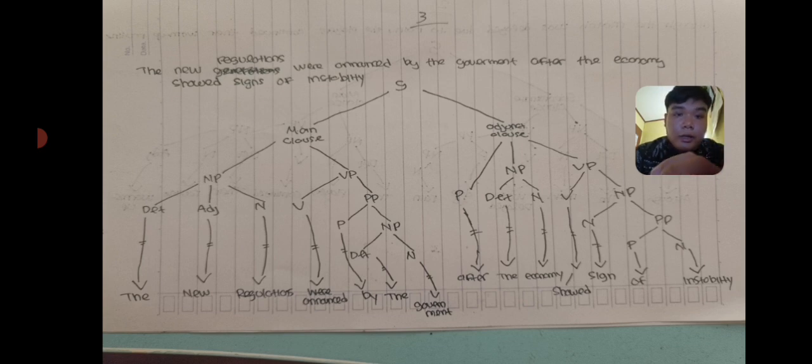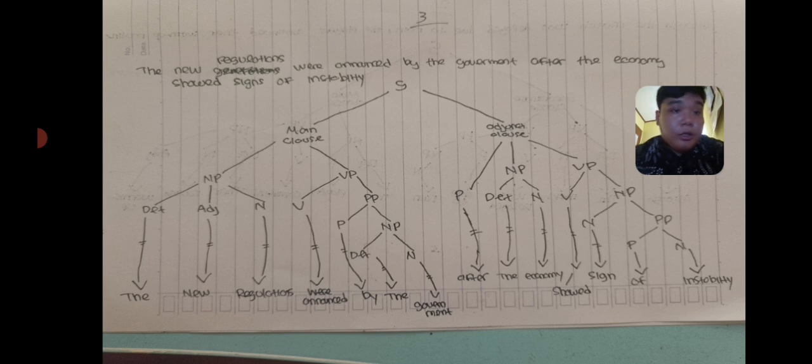In the noun phrase there are determiner, adjective, and noun. The determiner is the, the adjective is new, the noun is regulations. In verb phrase, the verb is were announced, and we're gonna go down into prepositional phrase. The preposition is by, and go down again into noun phrase. The determiner is the, and the noun is government. So the main clause is the new regulations were announced by the government.